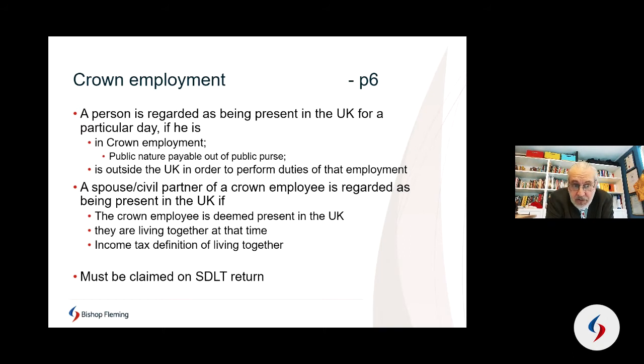And that also applies to the spouse. So if you've got someone in Crown employment who goes abroad with the spouse, and they're buying a property in the UK jointly, one of them is in Crown employment, the other one is not, but the spouse or civil partner gains the status and is also regarded as being present in the UK on those days. It's not a blanket exemption. You work out which days they were in Crown employment, add those to the days that they were actually in the UK, and then apply the test.